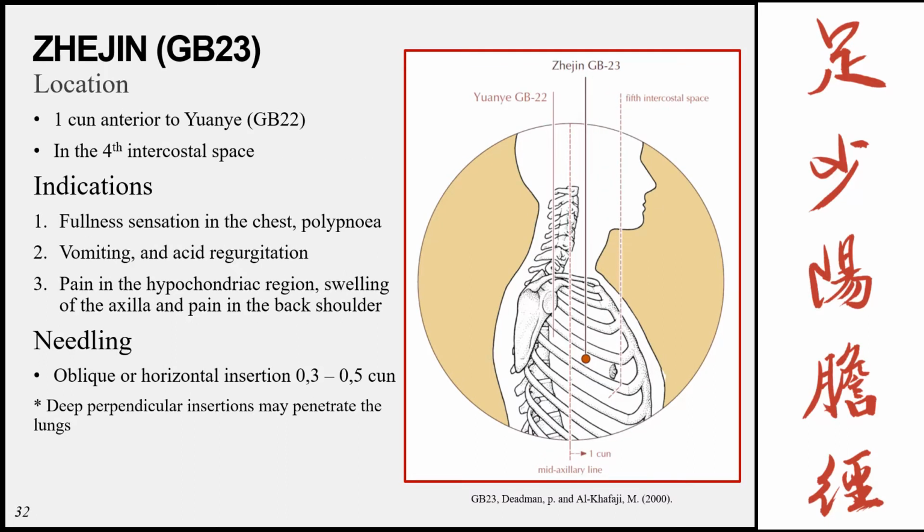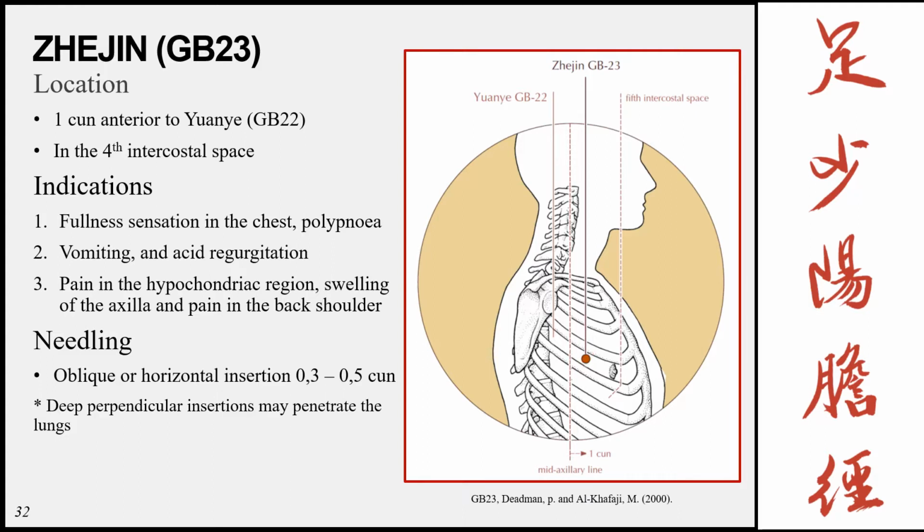The next point is ZHEJIN, GB23. This point is located 1 tsun anterior to YUANYE, GB22, which is about here on the image. And it's still in the fourth intercostal space. So we've got to find the mid-axillary line, locate GB22, and then we're going to go 1 tsun anterior along the fourth intercostal space, and that's GB23.